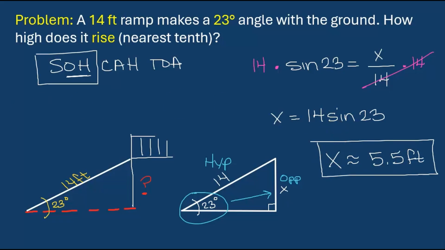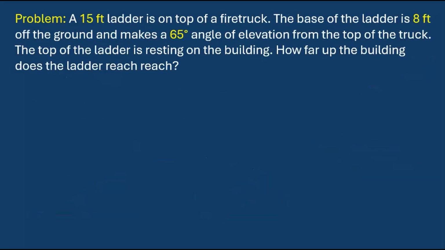Let's try one that's just a little bit more complicated. This problem is pretty complicated, which is why we can rely on a picture to make the triangle and all of the math much more clear. This says a 15-foot ladder is on top of a fire truck, and that the base of the ladder is 8 feet off the ground, making a 65-degree angle of elevation from the top of the truck. The top of the ladder is resting on the building, but they're asking us how far up the building does the ladder reach.